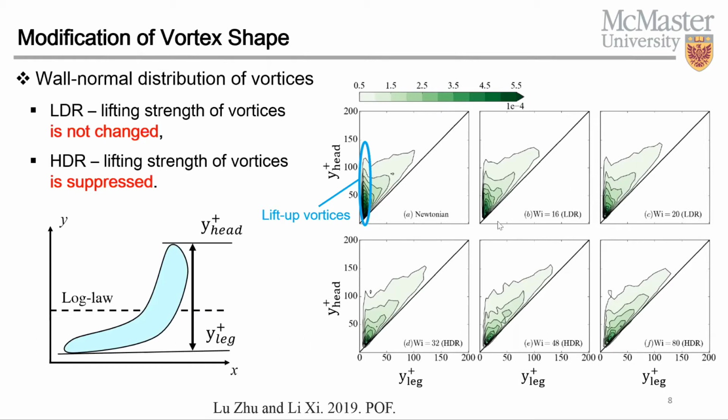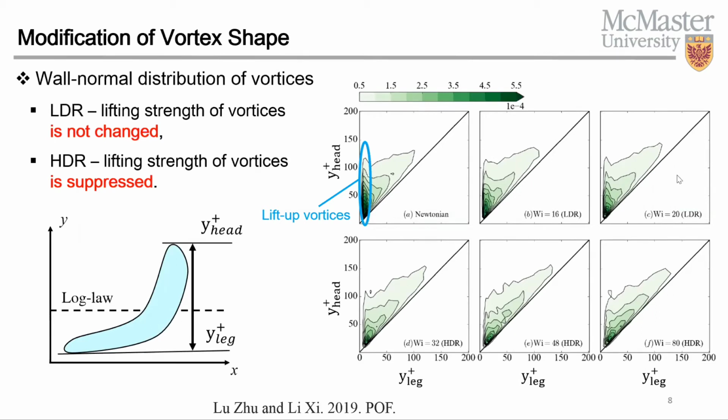In this joint PDF, the x and y coordinates indicate the location of a vortex leg and head. For a typical near-wall vortex, the bottom of the vortex is usually the vortex leg, while the top is the vortex head. We also use a vertical band to identify those highly lifted up vortices, which have a large distance between the head and legs.